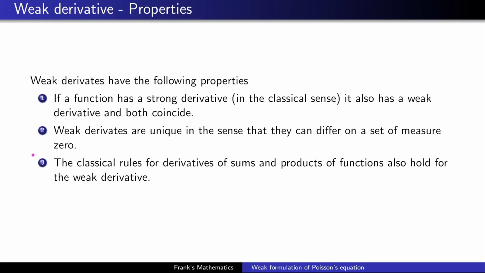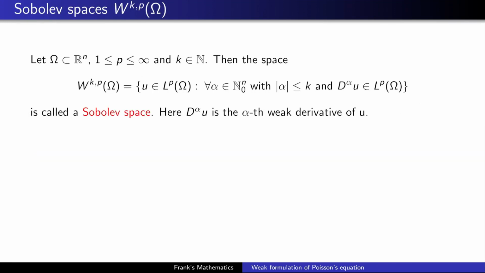In the following, we are now defining some spaces which make use of these weak derivatives, because we will need them in our weak formulation of Poisson's equation. So this is our overall goal. Keep this in mind. We're still talking about Poisson's equation. We're just building up our toolbox to get there. If we gather all the L^p functions which have a weak derivative of order alpha in one set, then you call this set a Sobolev space.